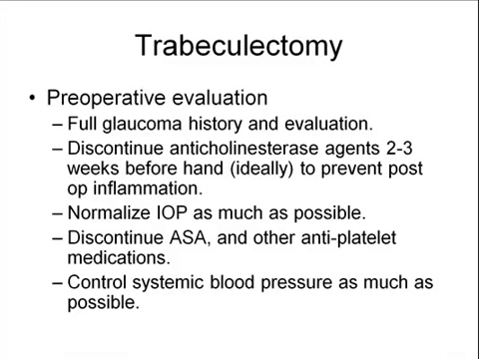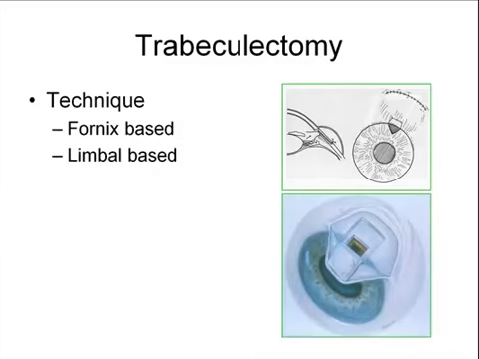Preoperative evaluation is basically similar to all your other things. You do the full exam and history. You typically want to discontinue any anticholinesterase or indirect cholinergic agents 2 to 3 weeks before to prevent any postoperative inflammation. And you want to ideally normalize your IOP as much as possible preoperatively to prevent or lower the risk of any postoperative complications. Ideally, your patient should be taken off of aspirin or other blood thinning medications, and you want the patient's blood pressure to be controlled as much as possible. Again, to reduce postoperative and intraoperative risks or complications.